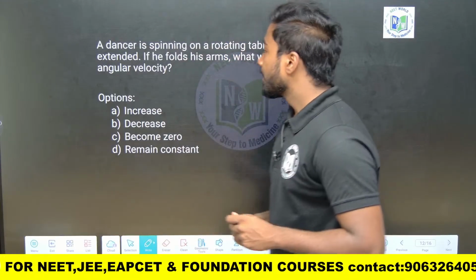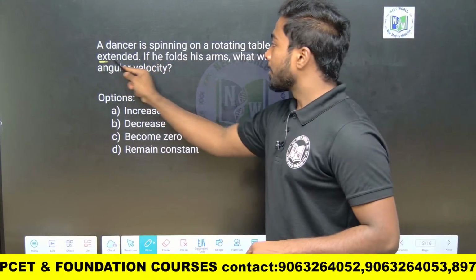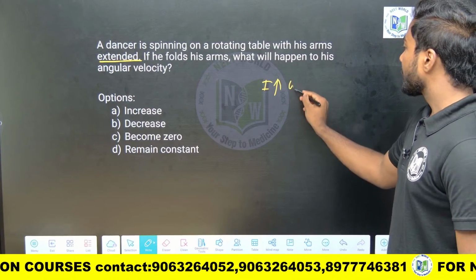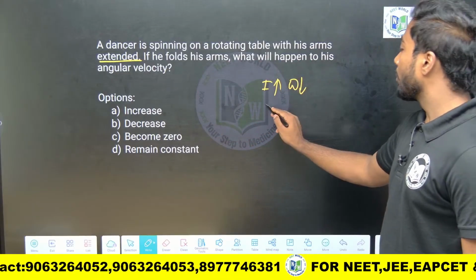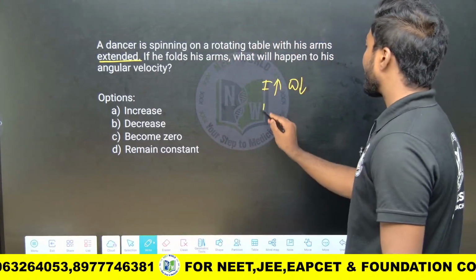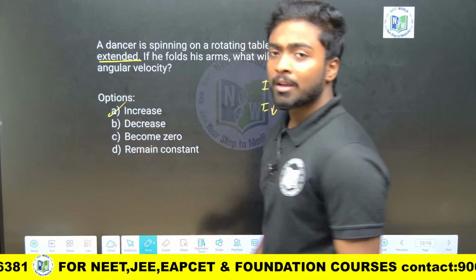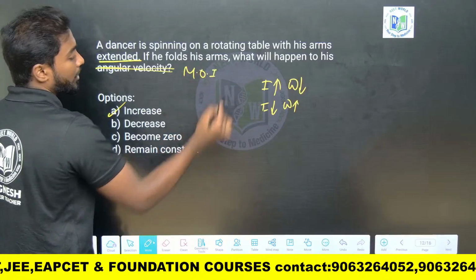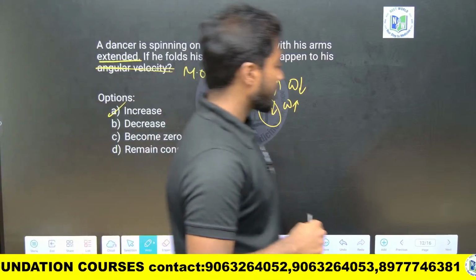Okay, so dancer spinning on a rotating table with his arms extended in the sense I increases, I increases in the sense omega decreases. If he folds his arm, what will happen? Folds his arm in the sense, initially he is like this, next he folds his arms like this. I decreases, omega increases. So angular velocity increases. If they are asking about moment of inertia, what happens to moment of inertia? It decreases.